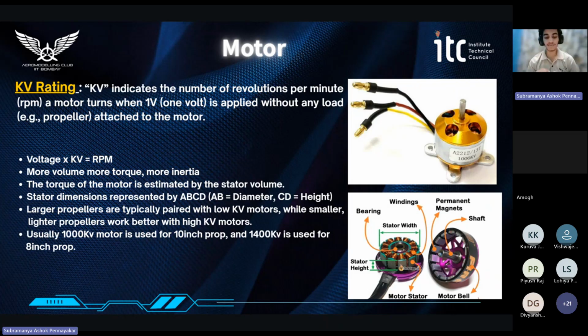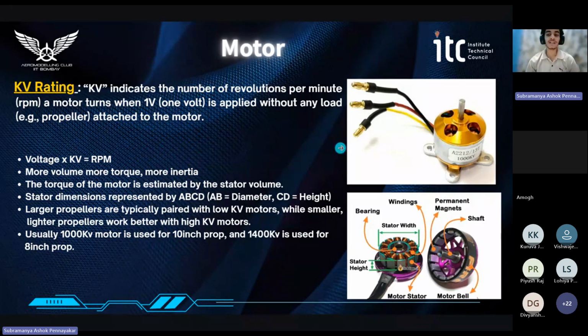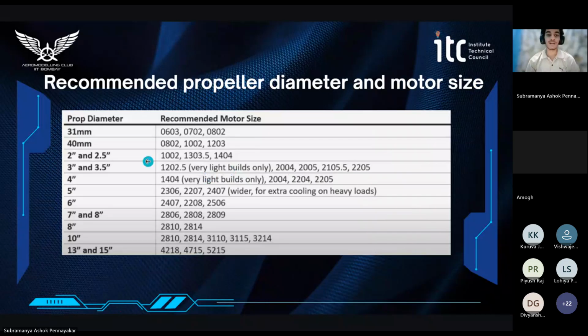You might have studied this formula. When we keep a current carrying wire in a magnetic field, it exerts some force, and that force actually depends on the number of turns as well. As the number of copper windings is less in high kV rated motors, the torque generated is low as compared to the low kV rated motors. So that's the reason why these are paired with lighter propellers, and low kV rated motors are paired with larger propellers.